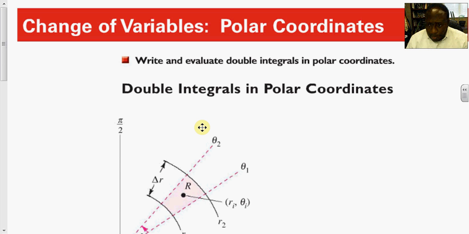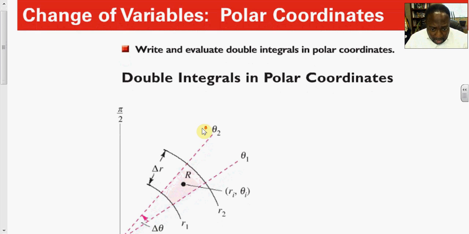Change of variables, polar coordinates. Our goal in this section is to change double integrals, and sometimes triple integrals, which we will discuss later, from the rectangular coordinates x and y, dx dy or dy dx region, to a polar coordinate region in terms of the radius and theta. So we can go from dx dy or dy dx to dr d theta or d theta dr.